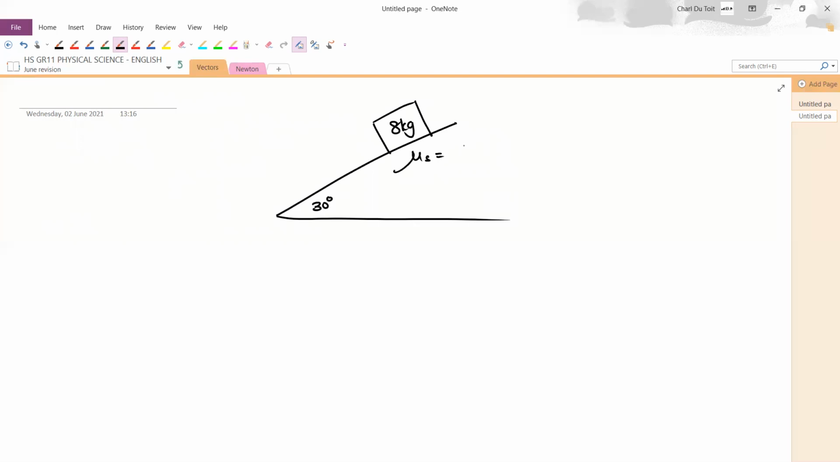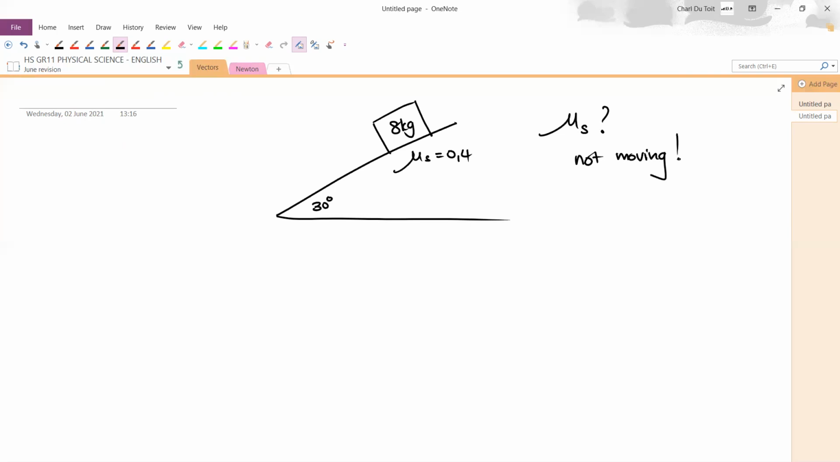Okay, now I must make sure. Let's say 0.5. No, that's too much. Let's say 0.4. We have 30 degrees for the angle. And we have a box there weighing 8 kg. And what does the s tell me? That it's static, that it's not moving. Very important.